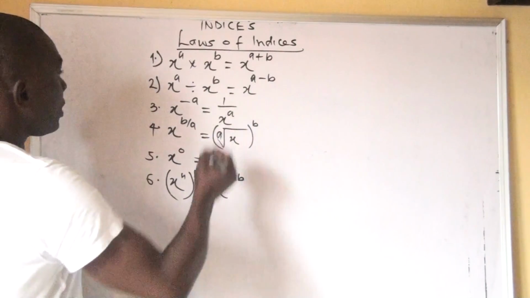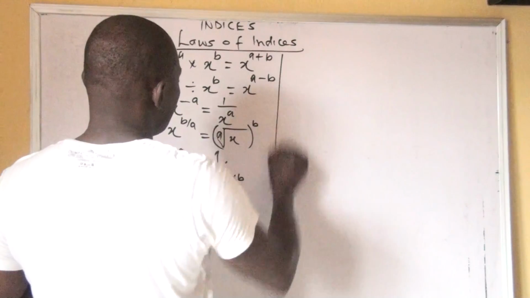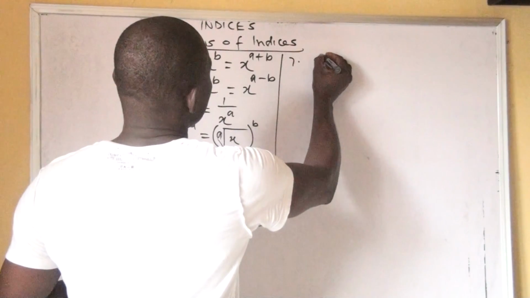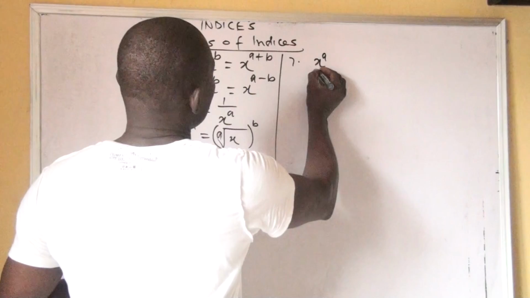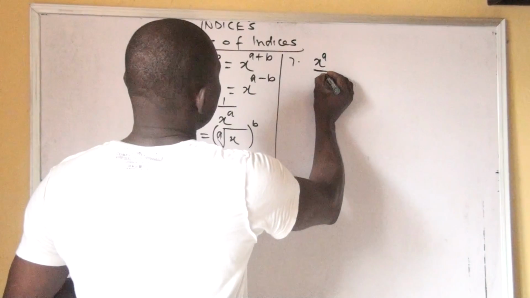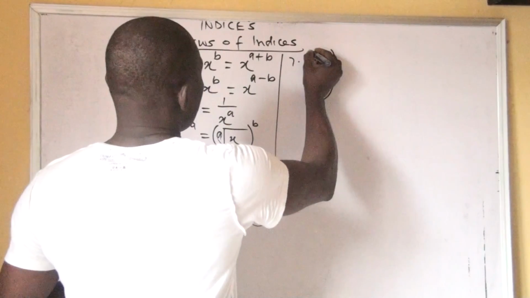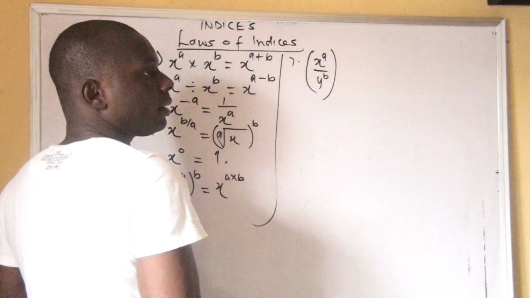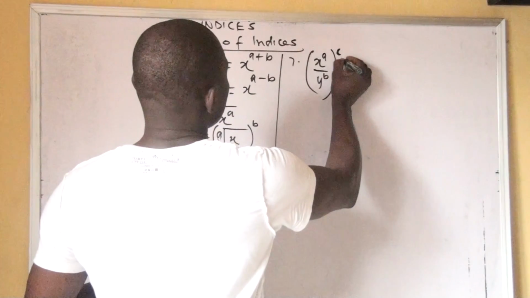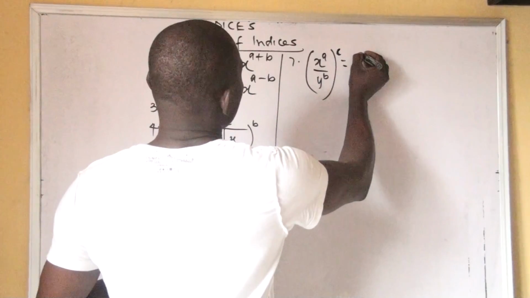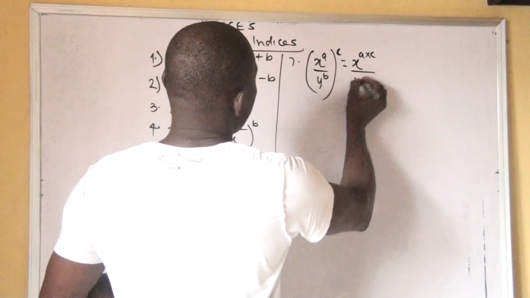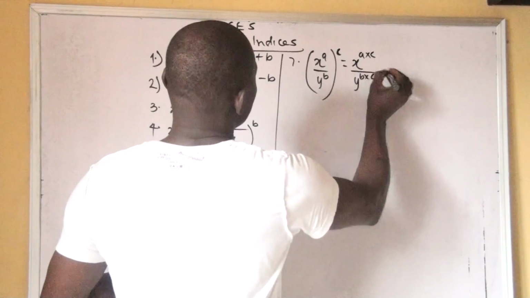Okay, then 7, if we have x raised to power a over y raised to power b, everything in brackets, raised to power c, this simply means x raised to the power a times c all over y raised to the power b times c.